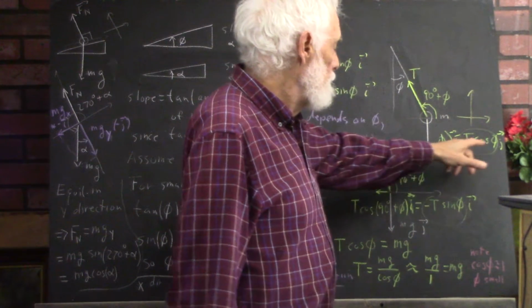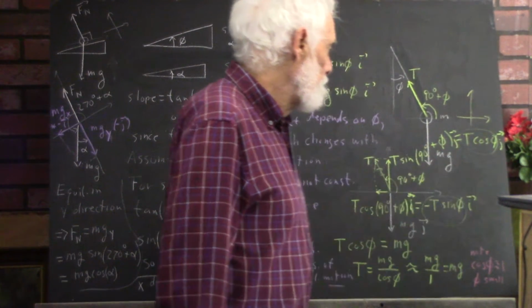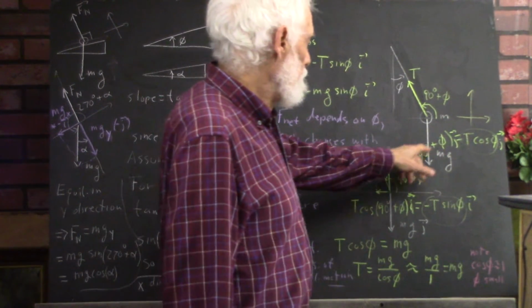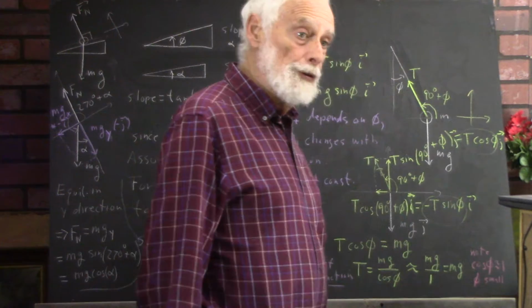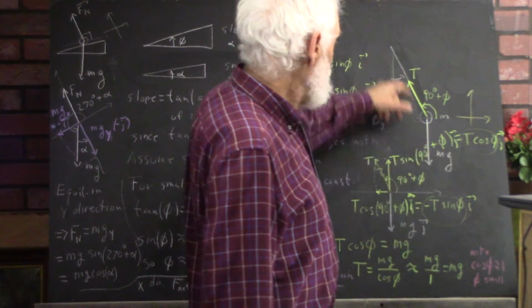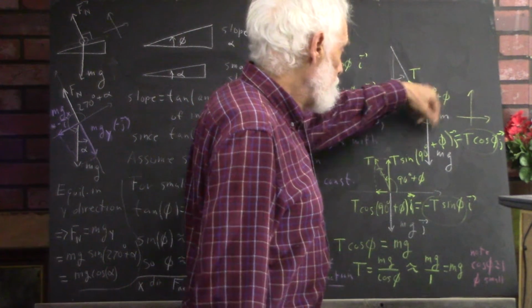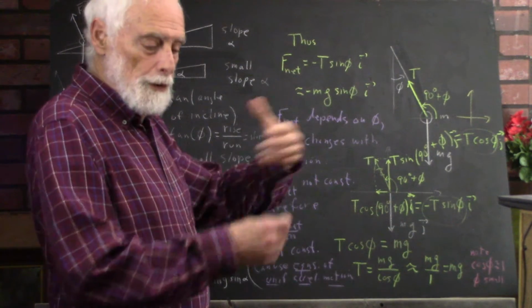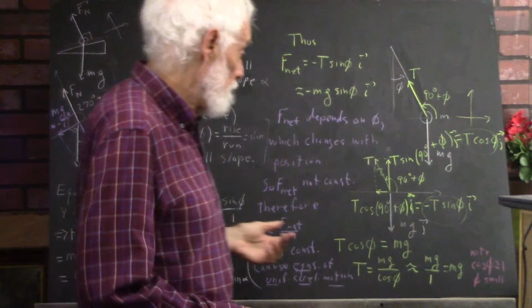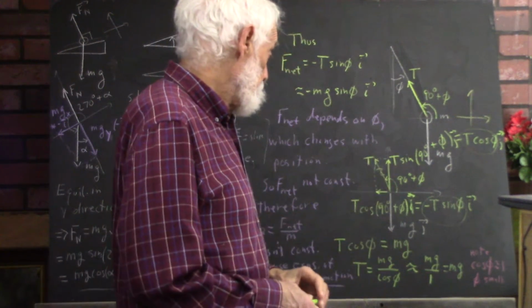Or T times the cosine of phi times j, sine of 90 degrees plus phi being the same as the cosine of phi, and you can work that out by the triangles or just by knowing the circular definition, how the sine and cosine function relate to each other.